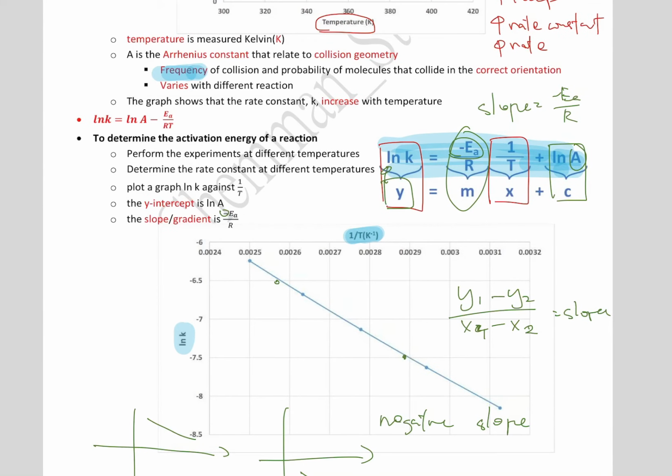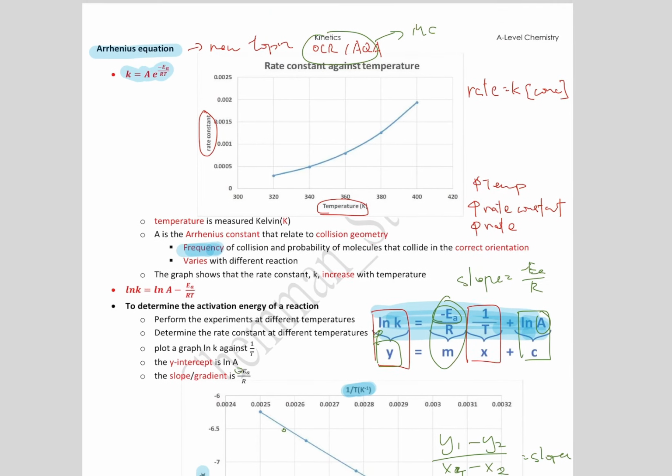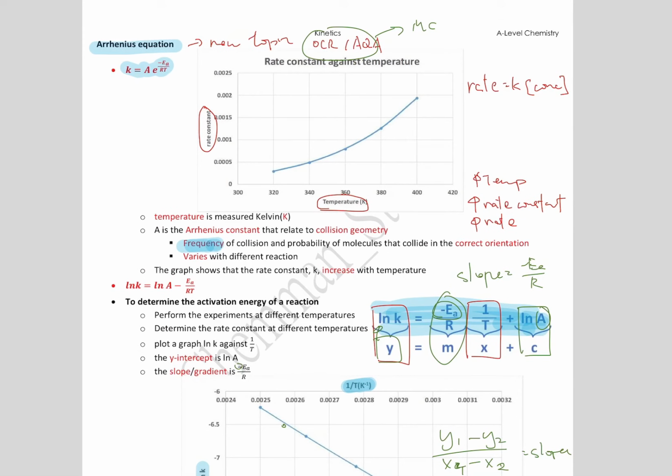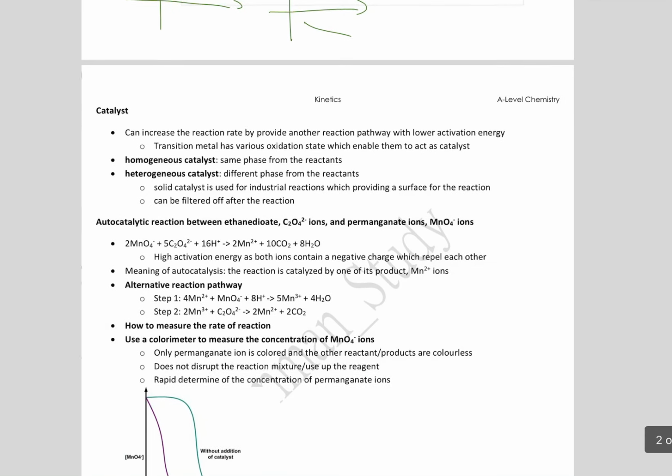Therefore, here will already be one method asking you to calculate activation energy. For this section, it's not a really long one, because it should be an easy one. And the next thing, we'll talk about something for catalysts.